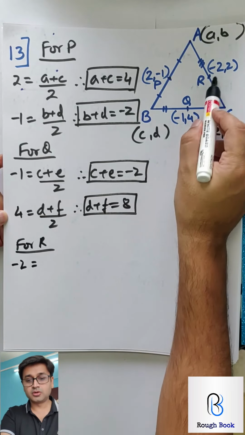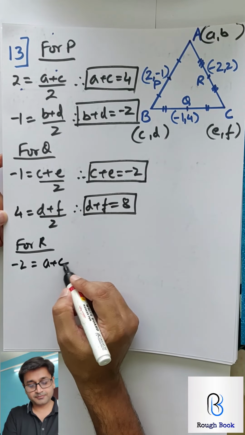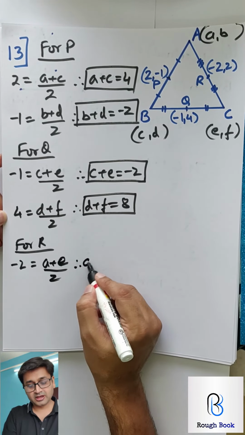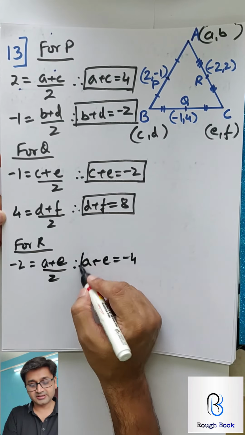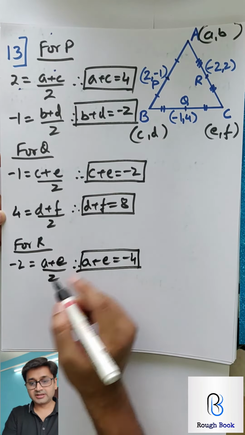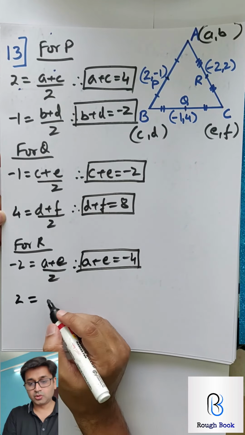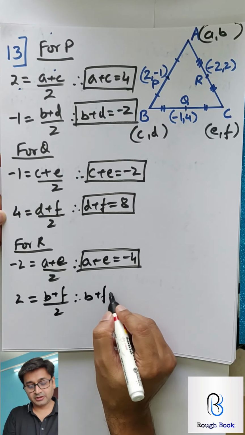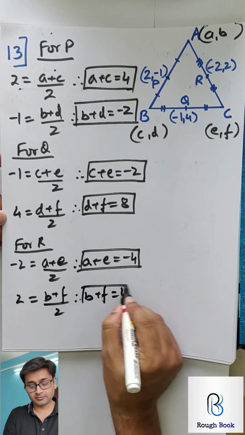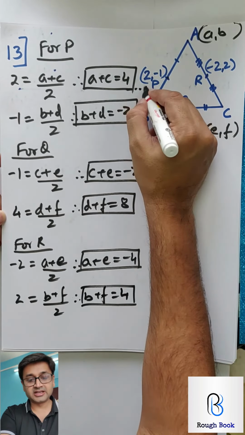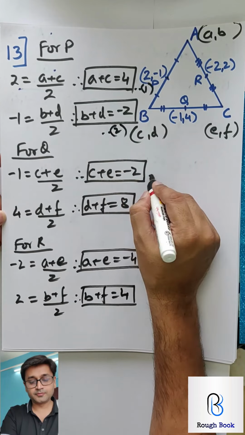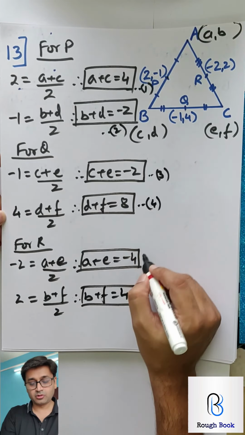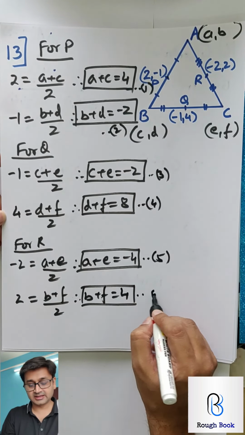And finally for R, that is this one. So -2 is A plus E upon 2. So therefore A plus E is -4. Likewise the Y coordinate, so 2 will be B plus F by 2, and therefore B plus F is equal to 4. Yeah, we'll call these 1, 2, 3, 4, 5 and 6.